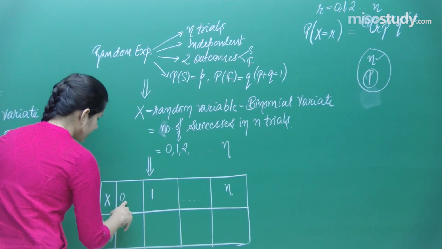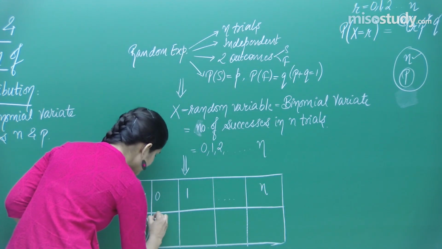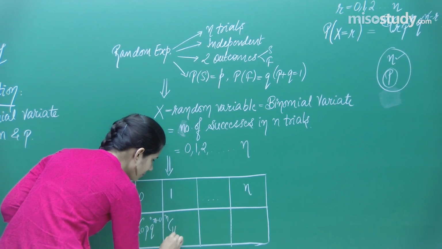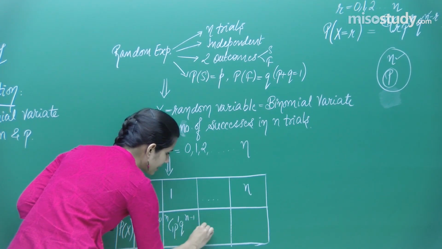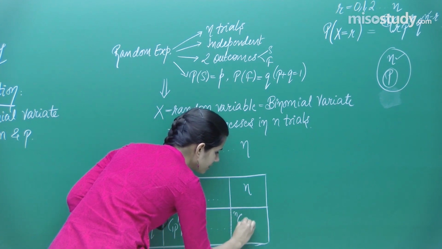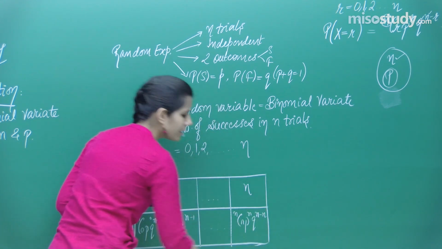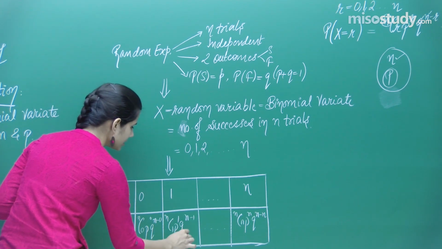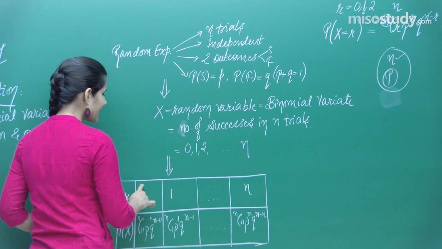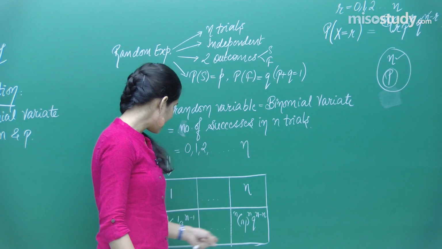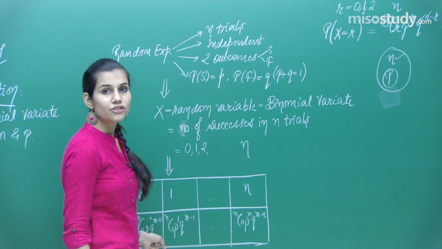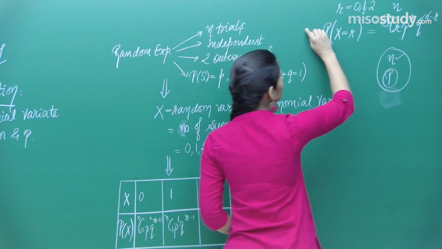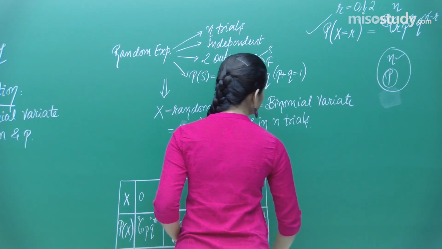Now see again, for R equals 0, if you put it over there, you get NC0, P to the power 0, Q to the power n minus 0. Here you get NC1, P to the power 1, Q to the power n minus 1, and so on. NCn, P to the power n, Q to the power n minus n. Are you understanding? This is P1, this is P2, and so on. This is Pn. This is x1, x2, x3 up till xn, where I can have a general function describing each value over here, that is the probabilities, which is this function. This is known as the probability distribution function.